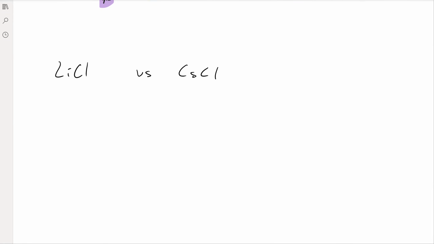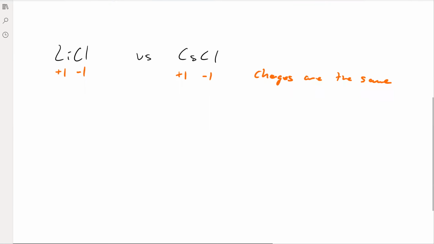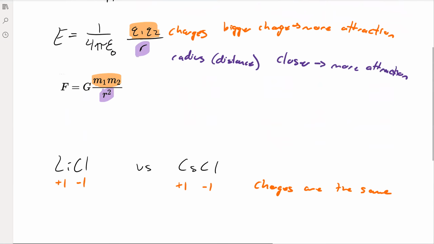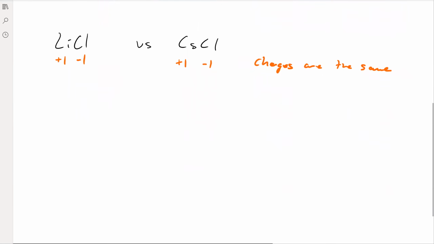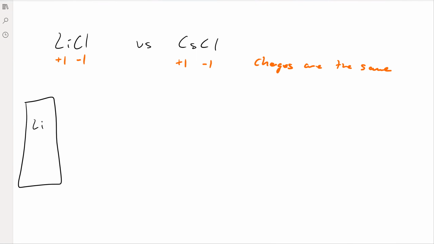The first thing that we want to think about is the charges. In lithium chloride, we have a +1 -1 charge. And in cesium chloride, it's the same thing, +1 -1. So the charges are the same. So that's not what's going to determine which one of these is more stable. The other thing we want to think about is the radius or the size of our atoms and how far apart they are from one another. If we think about where they are on the periodic table, we have lithium somewhere down here and then cesium below here. So as we go down our periodic table, we get bigger.